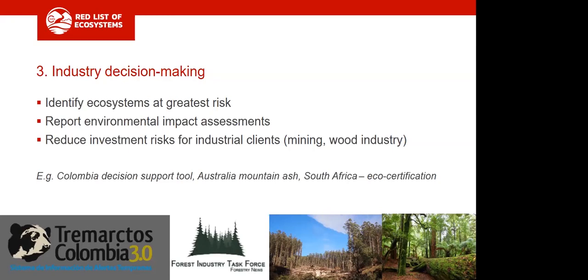So there are examples of how it's been used in Colombia. It was incorporated into a decision support tool called Tremarctus. The information on threatened ecosystems is available for everyone. And industry can check how their new developments might affect threatened ecosystems, whether changing the location might be an option, or how they would have to then invest in restoration efforts or whatnot.